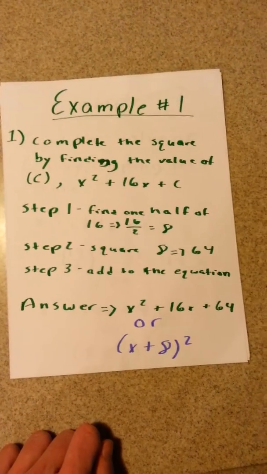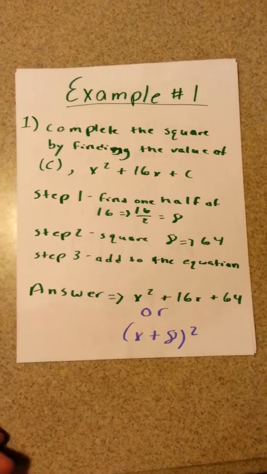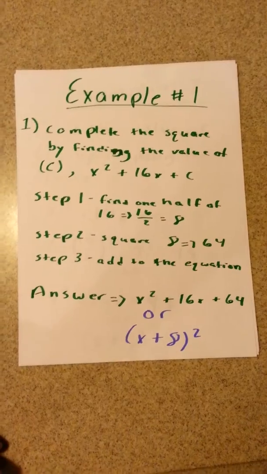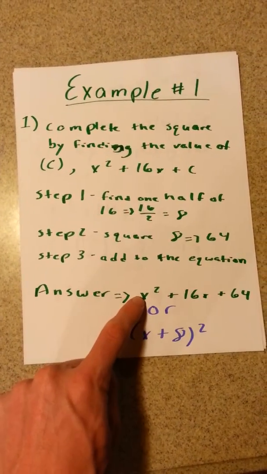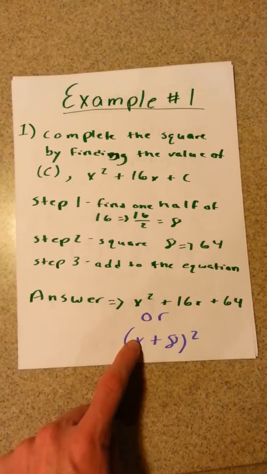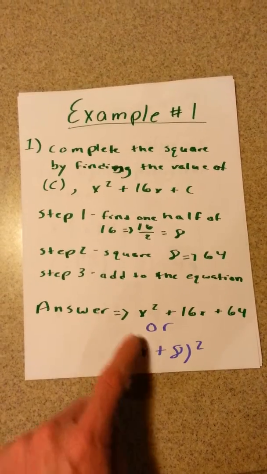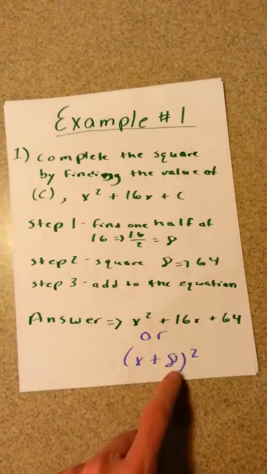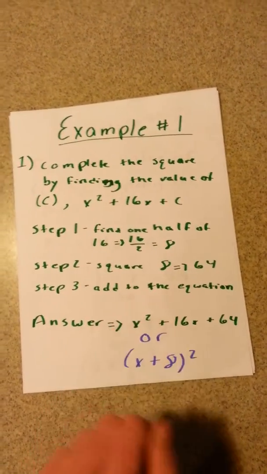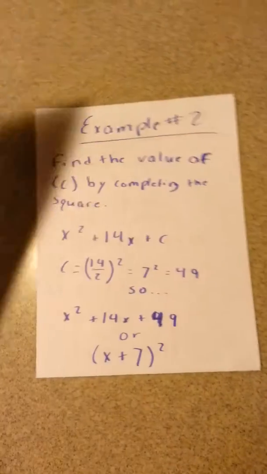Now you don't want to simplify that because that's not the technical answer. So the best way to do that is to take just your x right here, drop it down, and take the answer you get from step 1, 8, put it there, and square it. Simplest way to do it.